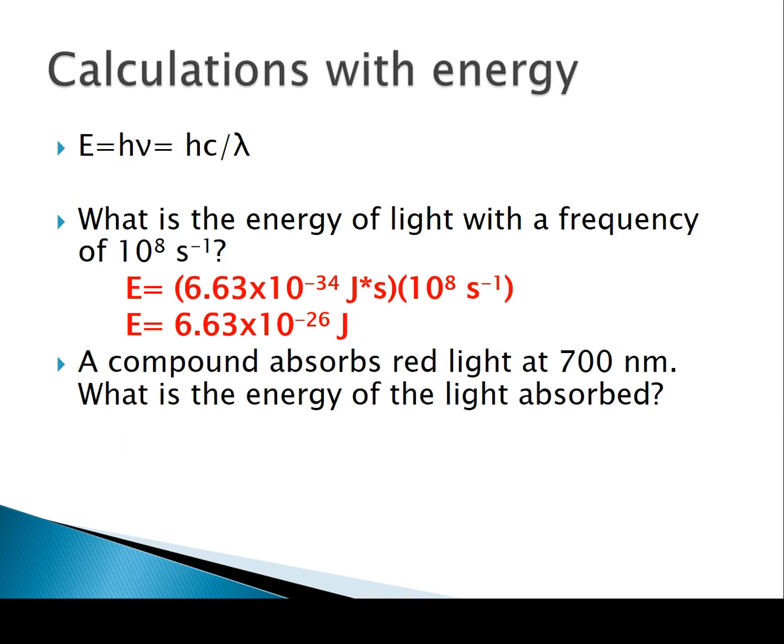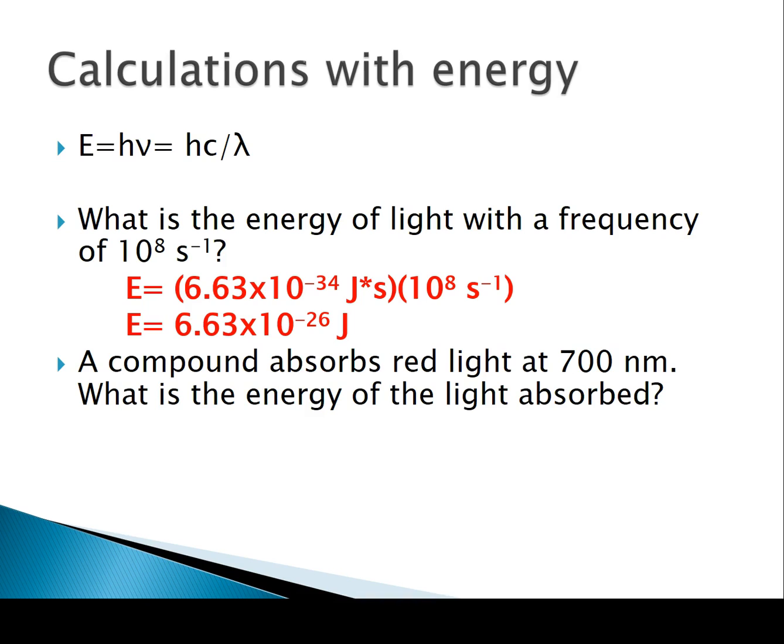Okay, so just like I said, we're going to do h times nu here, Planck's constant times the frequency, which is 6.63 times 10 to the negative 34th joule seconds, times 10 to the 8th seconds to the minus 1. When you put that in your calculator, you should get 6.63 times 10 to the negative 26 joules. All right, so that was an example with a given frequency. Now let's do an example with a given wavelength.